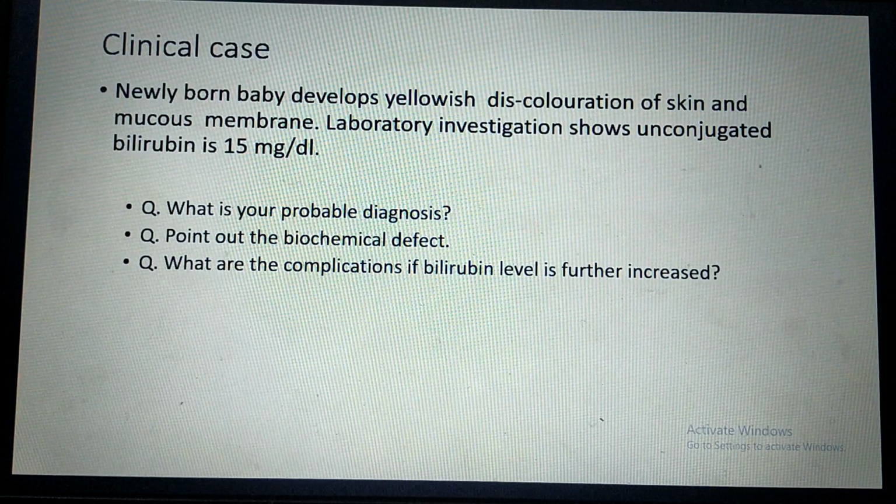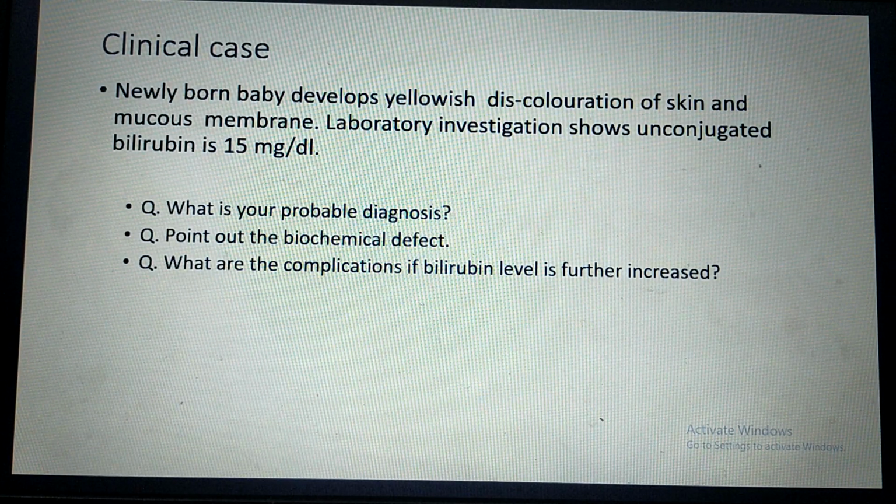Now this is a clinical case. A newly born baby develops yellowish discoloration of skin and mucous membrane. Laboratory investigation shows unconjugated bilirubin level is 15 mg per deciliter. Probable diagnosis, biochemical defect and complications.